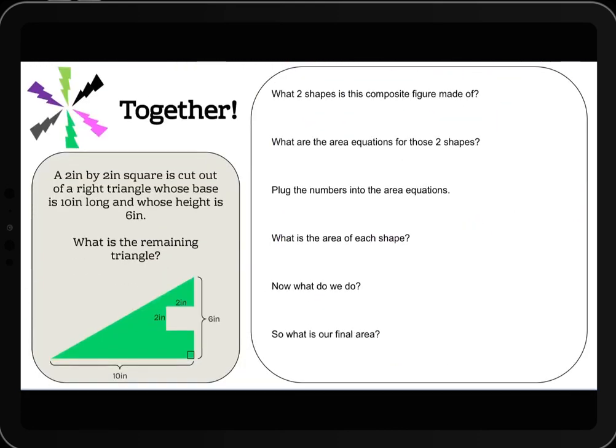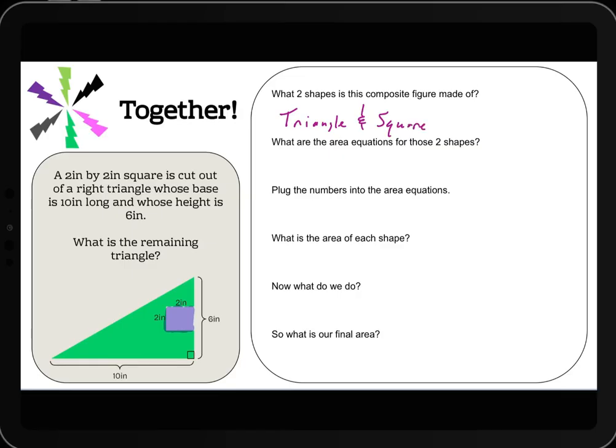So we have one more here. Again, look at the strategy. We have a 2 inch by 2 inch square, which is cut out of what otherwise was a right triangle, and it gives us the base length and the height of the triangle, and so we want to find the remaining triangle area. So this is the perfect example of where now something is actually missing from what otherwise was the original figure. So the 2 shapes that we can identify here are a triangle and a square, as opposed to a triangle and a rectangle. So those are the 2 shapes that we recognize.